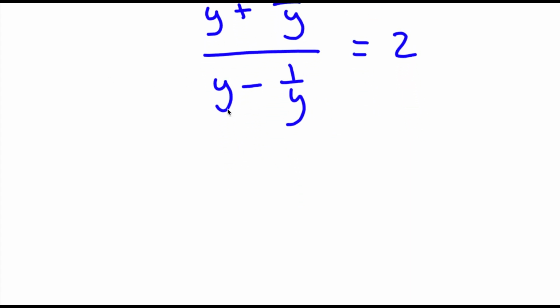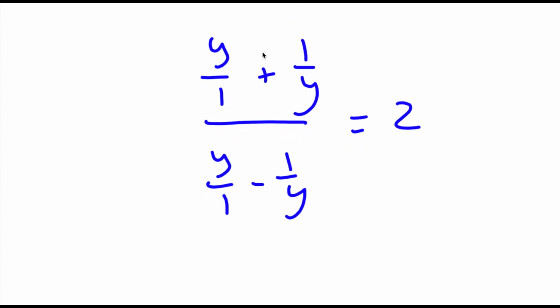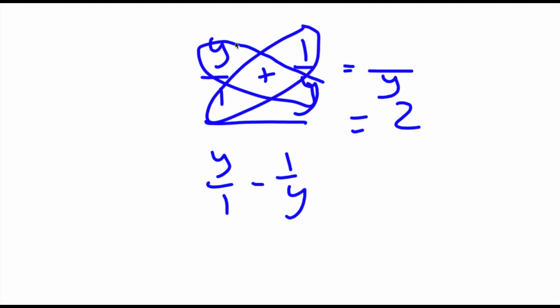Now y is the same thing as y over 1, so I have y over 1 plus 1 over y, over y over 1 minus 1 over y. This is equal to 2. Now for y over 1 plus 1 over y, 1 times y is y, so y is my denominator. Now I can cross multiply. y times y is y squared plus 1 times 1 is 1. So I have y squared plus 1 over y.